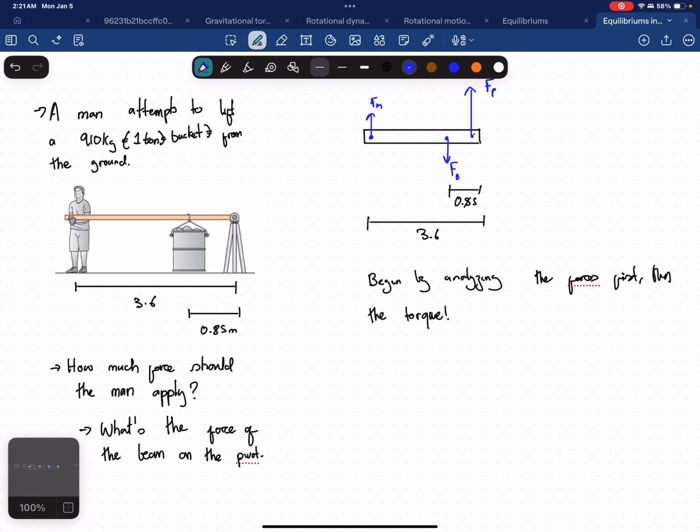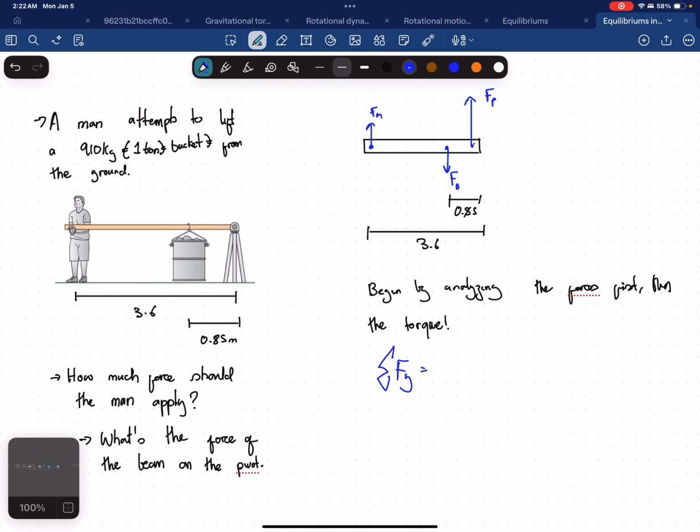To start, we have to first analyze our forces and then analyze our torques. So we only have one direction here, so F_y if you like. F_y is equal to F_M positive, if I say my positive y is up. Then F_P is also positive, F pivot, minus F_B, that's F bucket, pointing down. So that's how I begin my analysis.